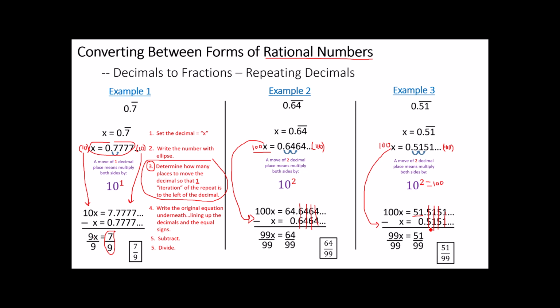Divide both sides by 99, and there is your answer. Now, I believe, unless I'm mistaken, that does also simplify down to 17/33 if you divide the numerator and the denominator by 3. Again, that's not the focus of the lesson here today, so I'm not going to spend a lot of time on that. I just wanted to make sure that you were aware.